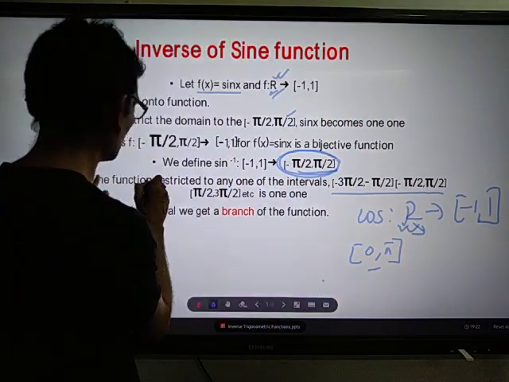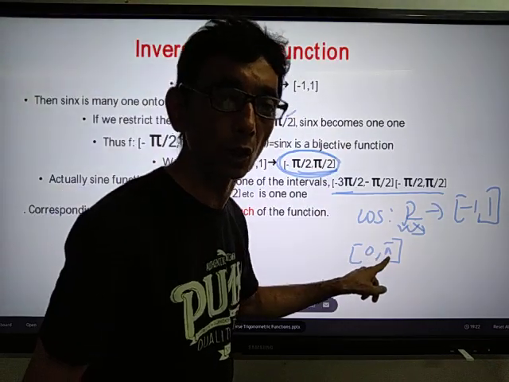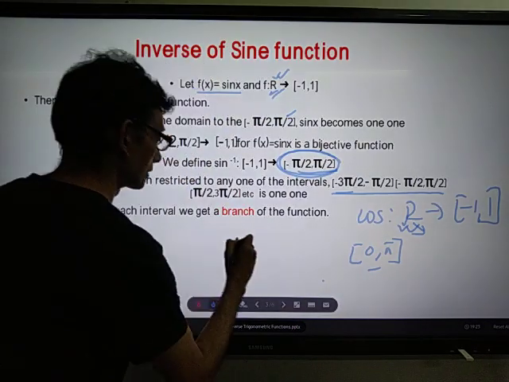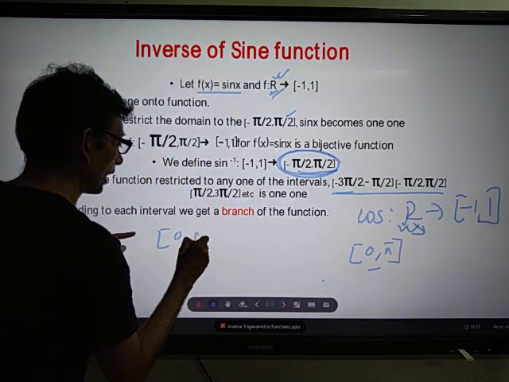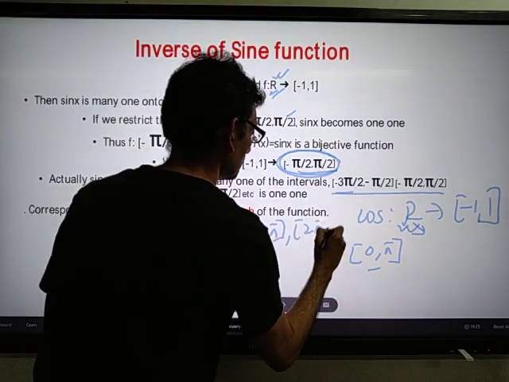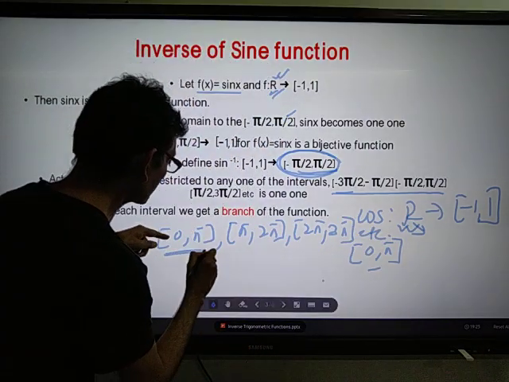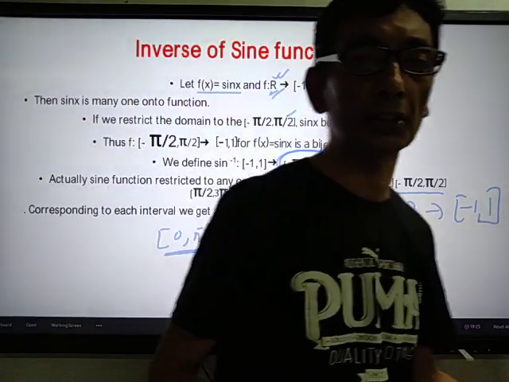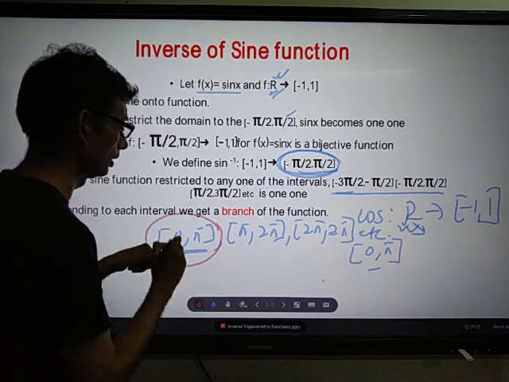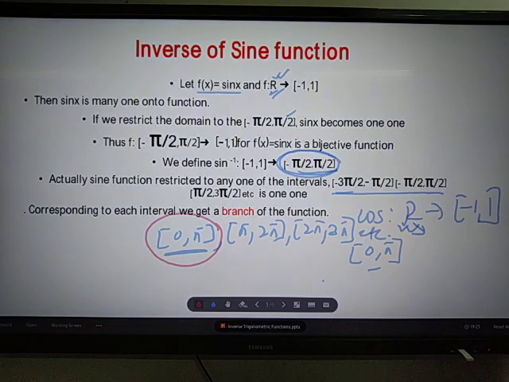Actually, the way we explained the intervals for sine, similarly this cos function also becomes bijective on many intervals of this type. Like we can define the cos function on the interval 0 to pi, then pi to 2 pi, then 2 pi to 3 pi, etc. Corresponding to one such interval, we get a branch of the cos function, and for this particular interval, 0 to pi, the branch is said to be the principal value branch.